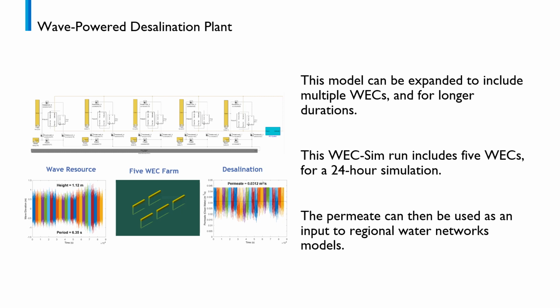The Simulink model is shown at the top. And on the right-hand side, the desalinated water or permeate that's produced as the result of that 24-hour simulation. Information like this, the permeate that's produced from WEC-Sim, can then be used as an input to regional water network models to understand how desalination plants can affect local communities.